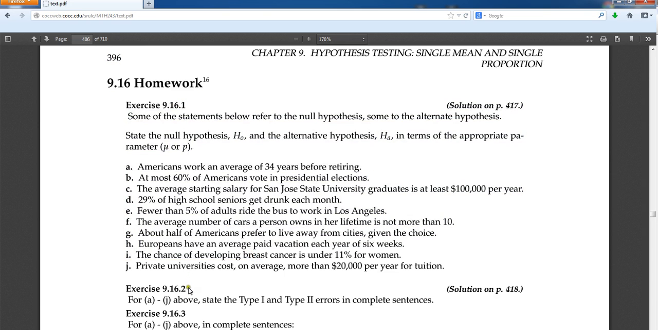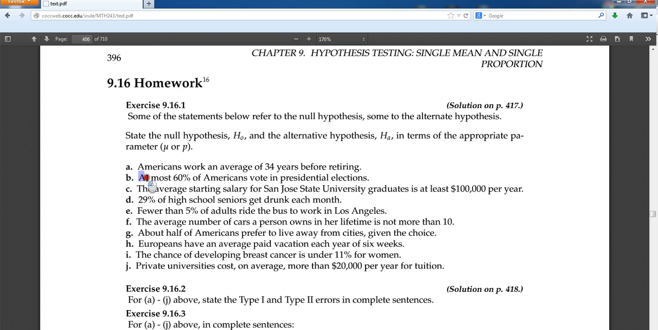The one I wanted you to look at was problem number 2. It says for A through J above, state the type 1 and type 2 errors in complete sentences. And I said skip A, C, D, and I because I think those ones are given to you in the back of the book. So yeah, these solutions on page 417 or 418. So we'll grab one of the other ones here.